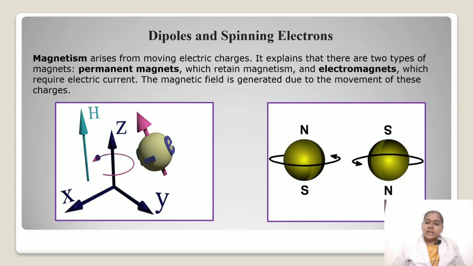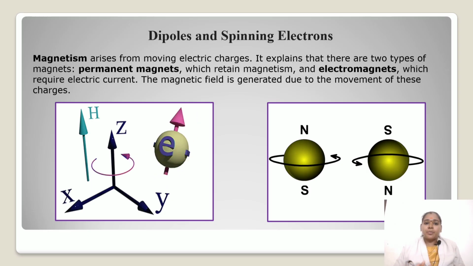This slide explains that an electron has spin, and due to this spin, it behaves like a tiny magnet with a north and south pole. It means a dipole. The direction of the spin determines the orientation of the dipole. This magnetic dipole moment is a key contributor to the creation of magnetic fields at the atomic level.